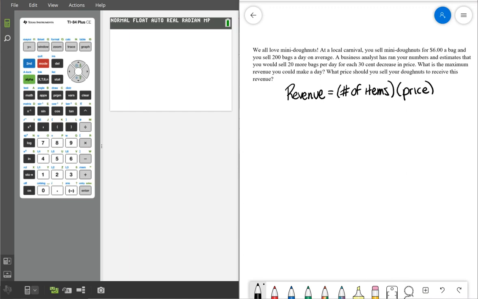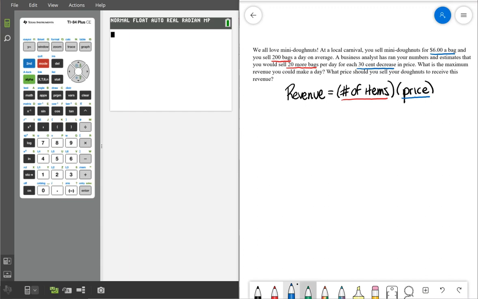What's important in this case is figuring out how we are going to build this. In terms of number of items, and I'm going to highlight this in red, the number of items that we know is 200 bags. And what it says is that we're going to sell 20 more every time that I decrease the price by 30 cents. So that has to do with our price. What we know about the price is that we're going to be selling it for $6 a bag and that there's going to be a 30-cent decrease.